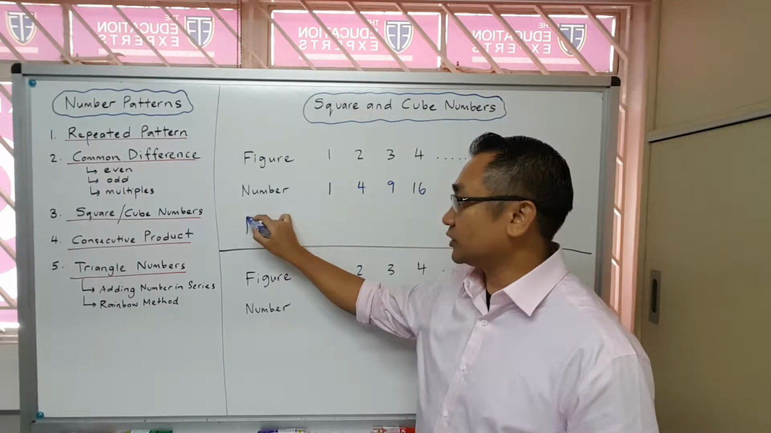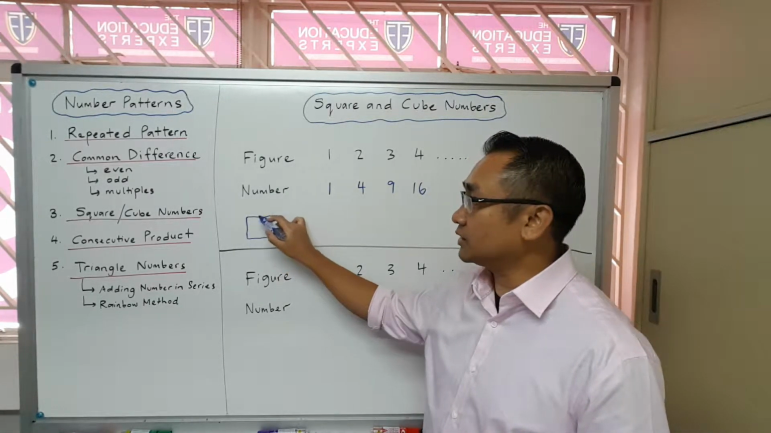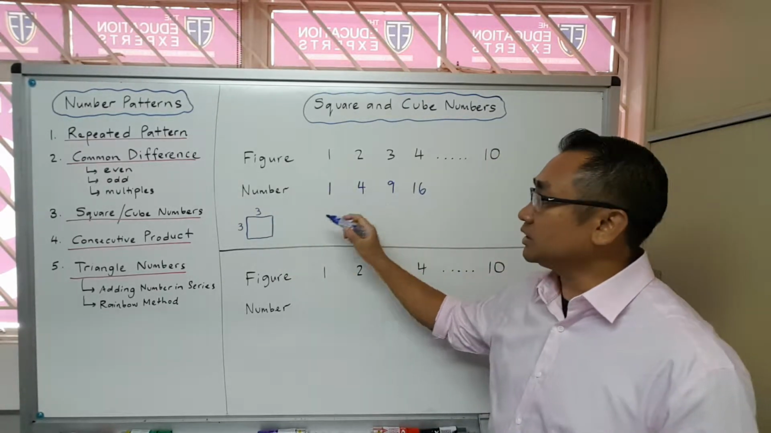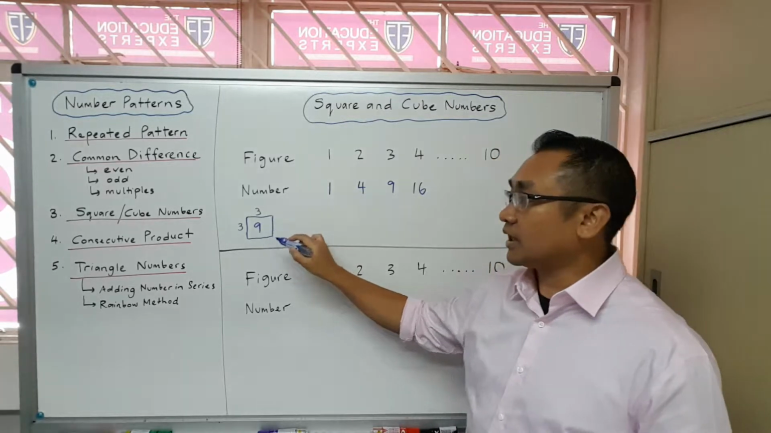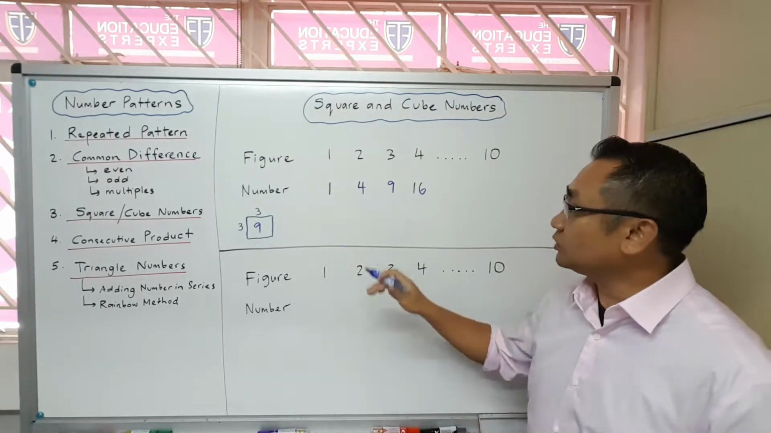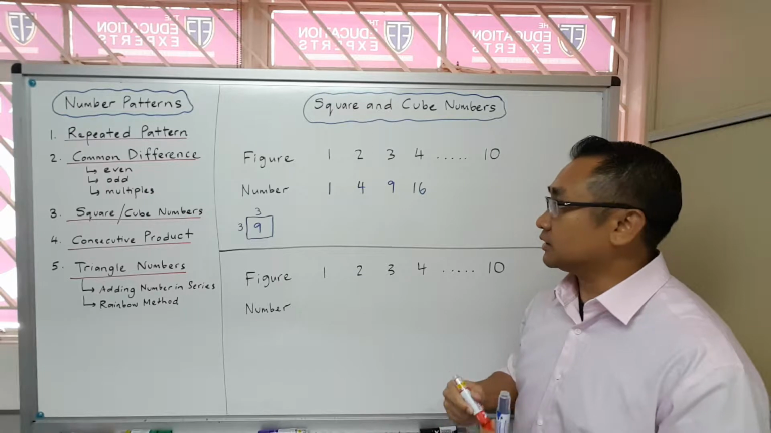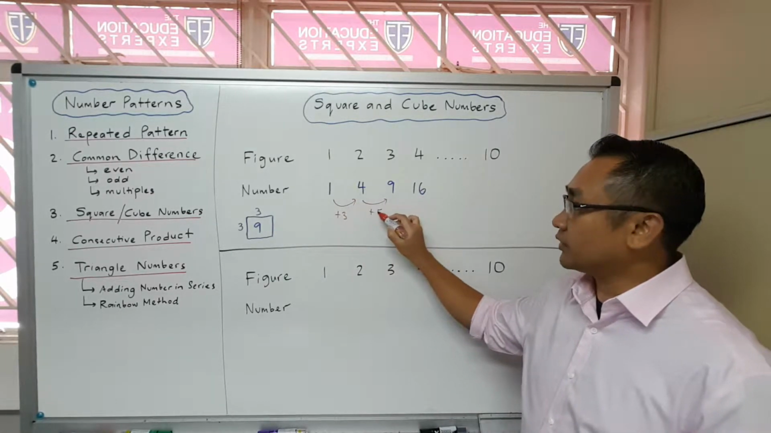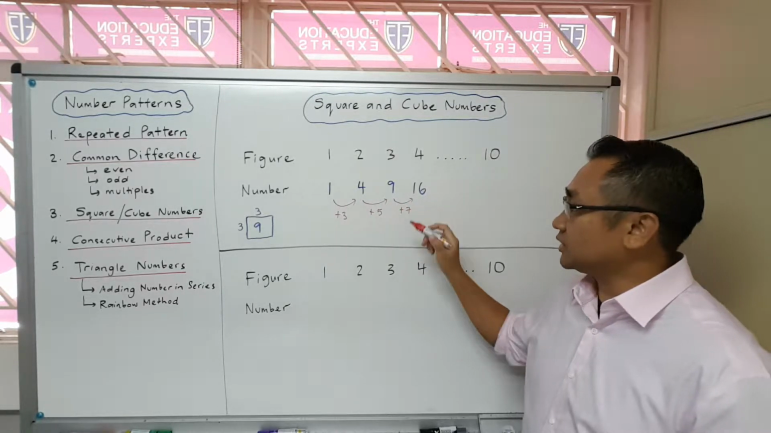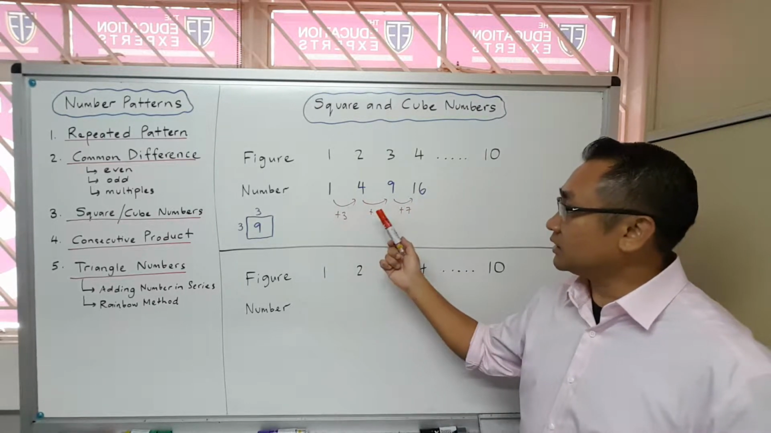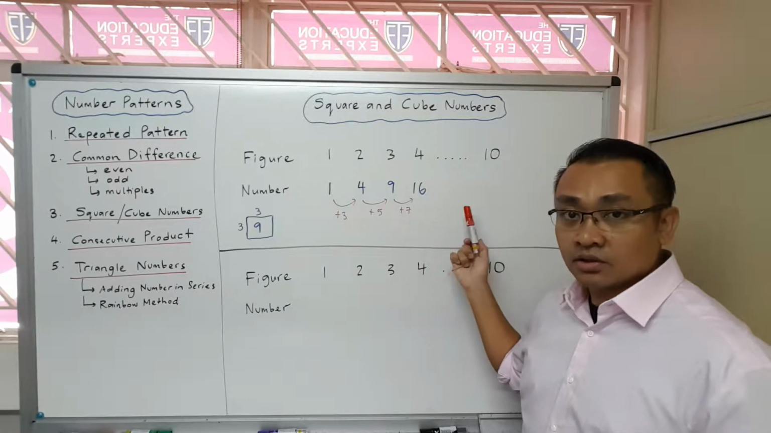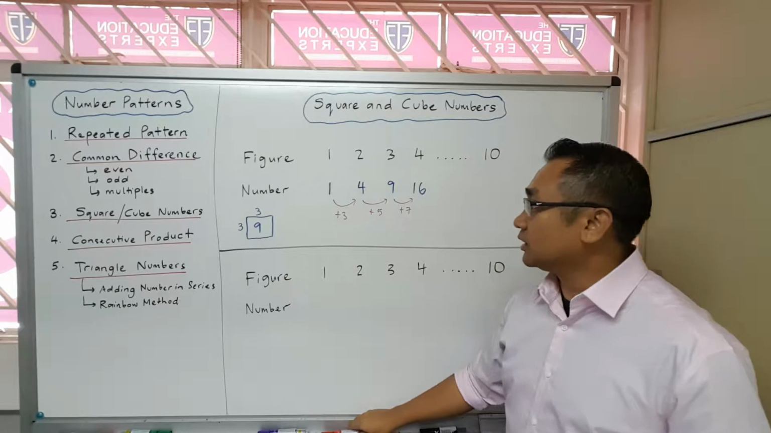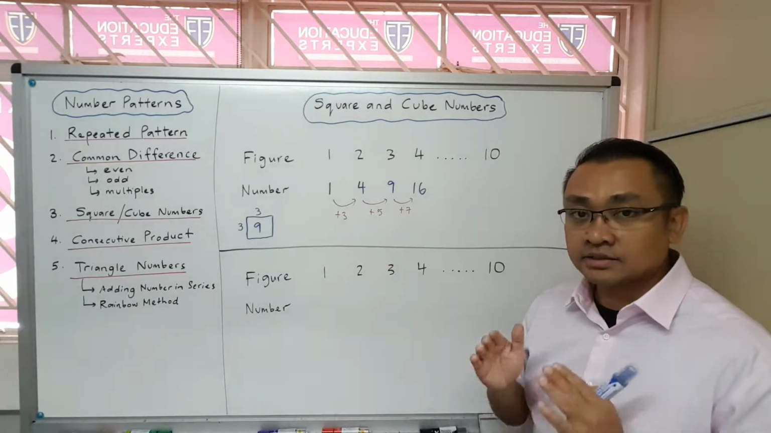Just for example, if you are finding the area of a square, if I say that the length of the square is 3, 3 times 3 will be 9. So 9 is a square number. If you look at the differences, 1 plus 3 is 4, 4 plus 5 is 9, and 9 plus 7 is 16. So you can see that the differences are increasing odd numbers. They are not a common difference like the previous pattern. But 1, 4, 9, 16 are square numbers.